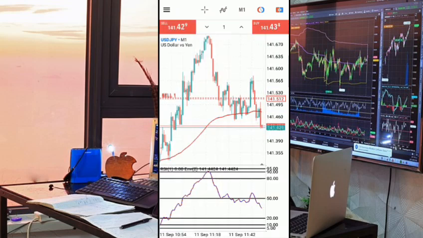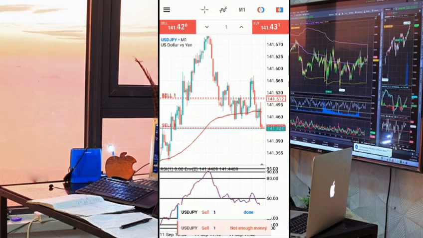So now you can see that price is getting bearish, and it has now come below the moving average and it has come to touch the 50 line level. So now let me place my 3 more trades. One, 2, 3.